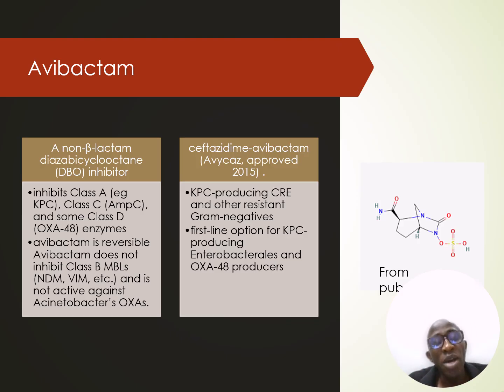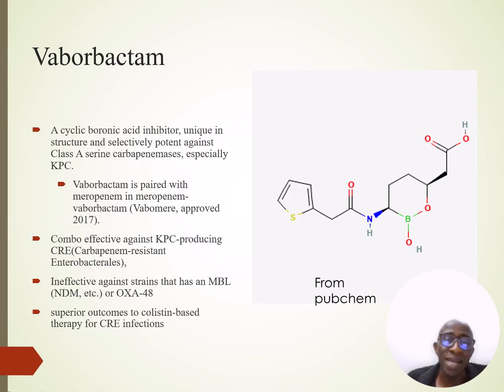So we have a new agent right here. This is a new agent. It has been in use for about 10 years now. So we have the vaborbactam. This is not a DBO. This one is a boronic acid derived inhibitor. You can see the structure right here, quite different. With its unique structure and selectivity, it is potent against class A serine carbapenemases, especially KPC.